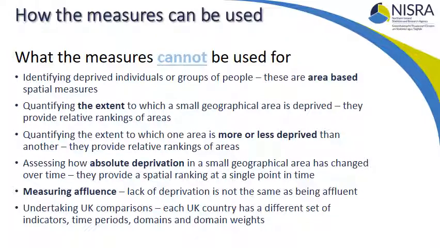However, it is important to remember that these are area-based measures and therefore do not allow you to identify deprived individuals. There will be deprived people living in non-deprived areas and non-deprived people living in deprived areas. As these are relative measures of deprivation, they do not allow you to quantify the extent to which an area is deprived. You will not be able to determine the extent to which one area is more or less deprived than another area. The measures provide a spatial ranking at a single point in time.